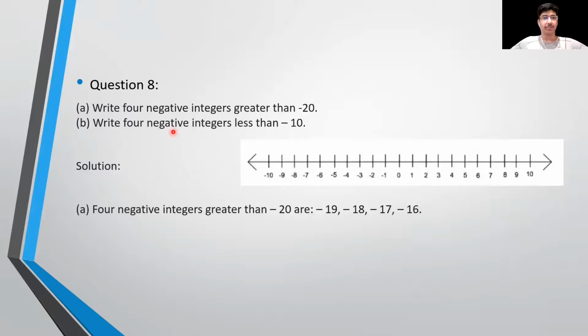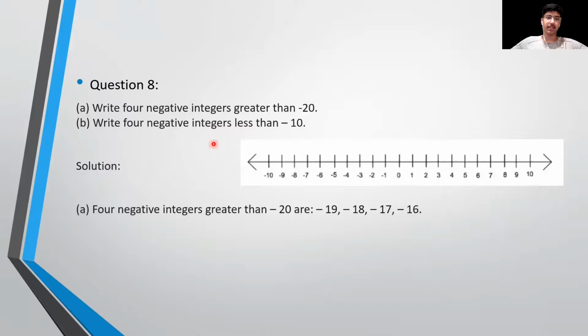Same thing, right? 4 negative integers less than -10. So over here they've asked for less than -10. So all the numbers to the left hand side of -10 will be lesser than -10, and all the numbers to the right of -10 will be greater than -10. All right. So we have to count now.